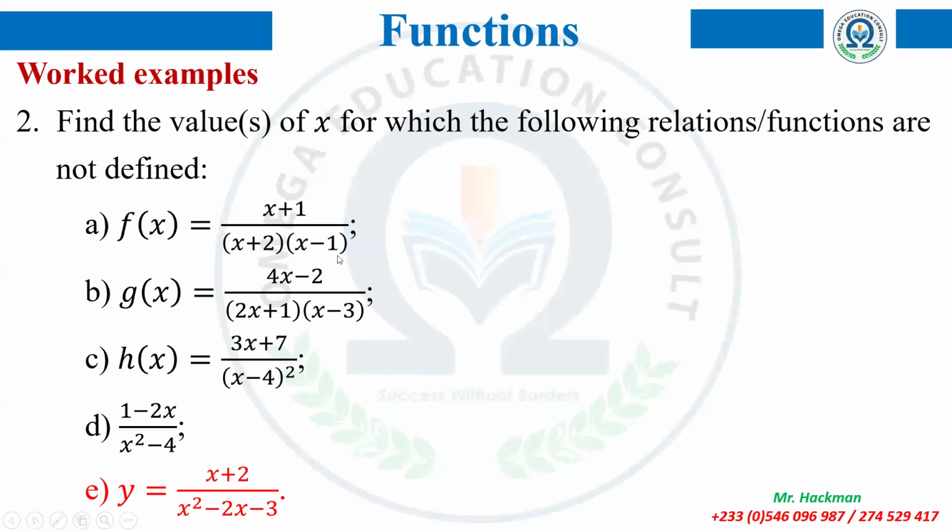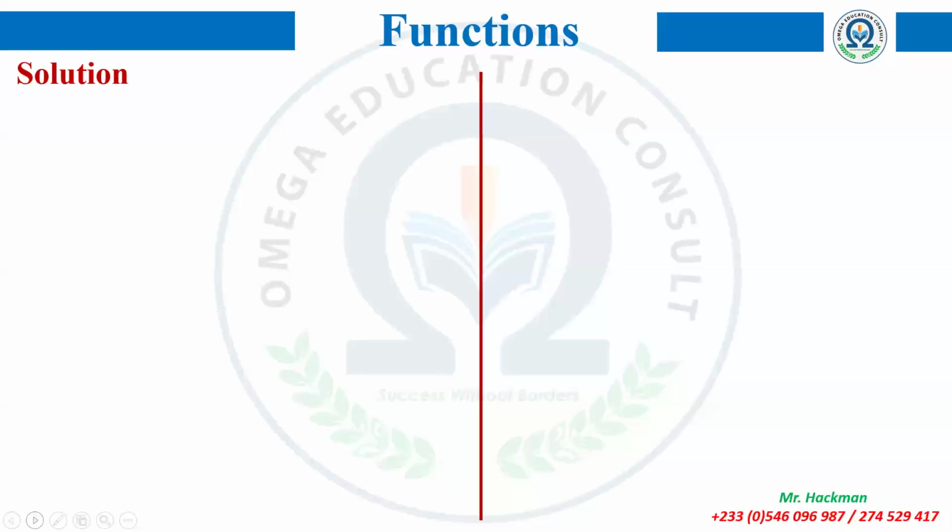Okay, great. So this time around, the second question: find the value or values of S for which the following relations or functions are not defined. So again, not defined, we underline that, because we'll pick it and use it. In this case, these are the functions and relations. So quickly, let's look at the solution to the first one.